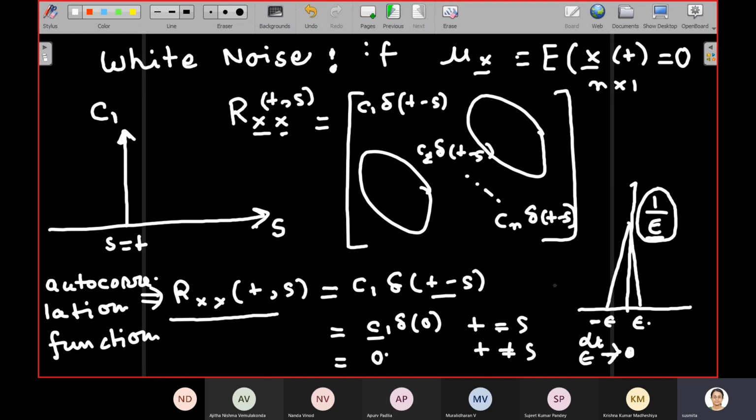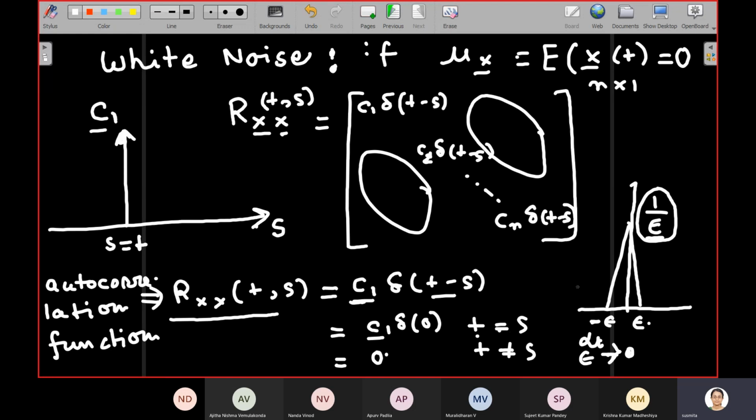the area under the delta function is unity, and when we have a scale factor, then the area is given by that scale factor. And the convention is that the arrow length is actually the area under the delta function, which is shown here for this particular case, and it is C1. But if you consider the amplitude of the delta function at t is equal to s, it is actually infinite. So at t is equal to s, the white noise has infinite autocorrelation. For other values of s, it has zero autocorrelation, zero correlation. So it is highly correlated when t is equal to s, but not at all correlated when t is not equal to s.